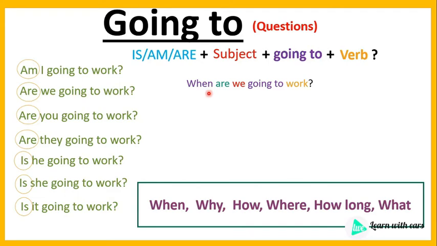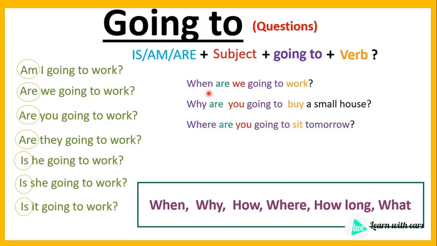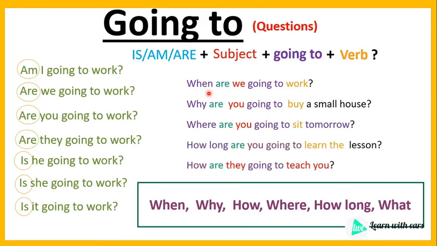Okay, when are we going to work? Next, why are you going to buy a small house? Okay, next, where are you going to sit tomorrow? How long are you going to learn the lesson? So here you can see when, why, where, how long, and how. These are question words. When we use question words, we have to give additional information.